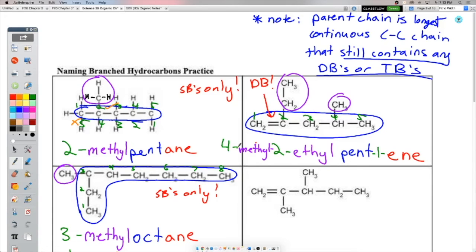So like I said before, the number tells you about what's coming next, where that is. The 4th carbon has a methyl, the 2nd carbon has an ethyl, and the 1st carbon contains the double bond, the ene. So the number tells you where the thing that's coming next is. So 4-methyl, 2-ethyl, pent-1-ene. Really rolls off the tongue, right?